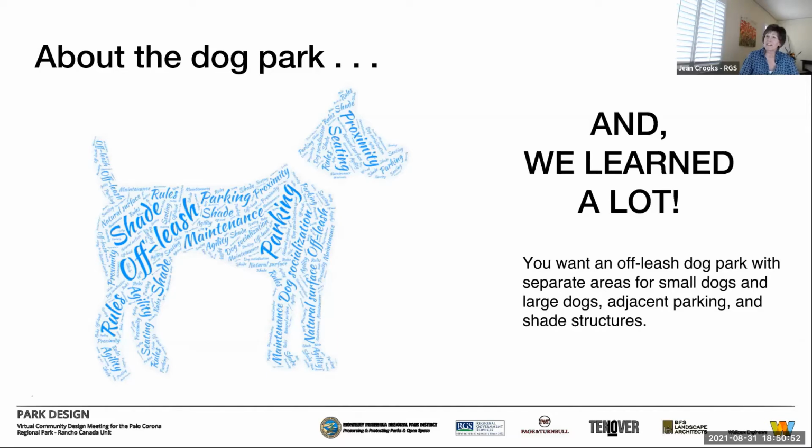You want shade, you want an off-leash dog park, especially for your big dogs, but you want a place for your little dogs too. And we understand that because most of us have dogs. You want it to be safe, and you want adjacent parking, and you want shade structures. Not a lot to ask for a dog park, but you want it to be a nice dog park.